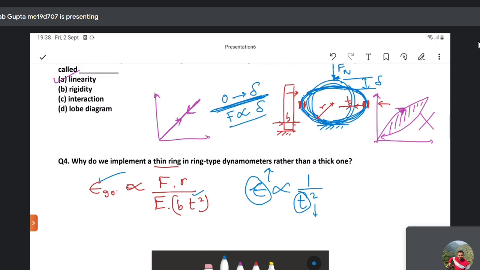But it should also be kept in mind that under the action of this force, this particular ring is not undergoing any hysteresis, and second of all, it shouldn't buckle, like due to this load the ring shouldn't become something like this rather than an oval shape. So those things should be taken care of, and that's why we go for smaller values of T, but it should also be optimized to some extent, and it also shouldn't fail under the action of this load.